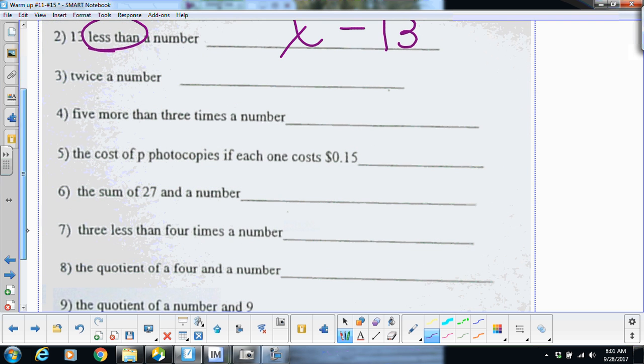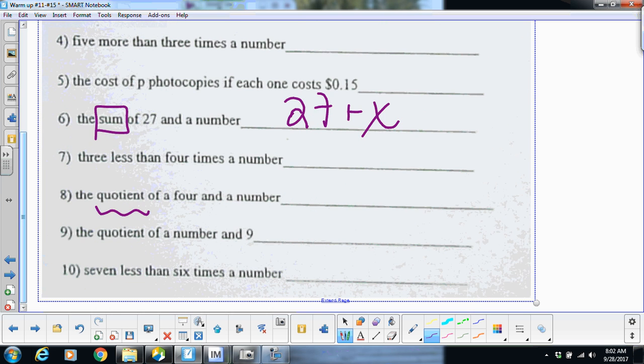All right, scroll down a little bit. Sum is another word. So the sum of 27 and a number is going to be 27 plus the number. Quotient is another one. The quotient of 4 and a number would be 4 divided by the number, or you could write 4 divided by n, or x, whatever letter you want to use. So you'll fill in the rest of these on the 1 through 10.